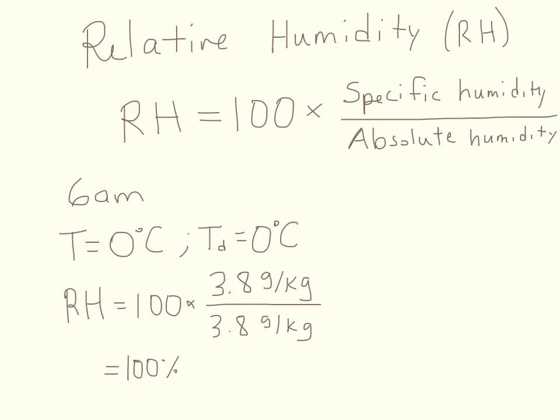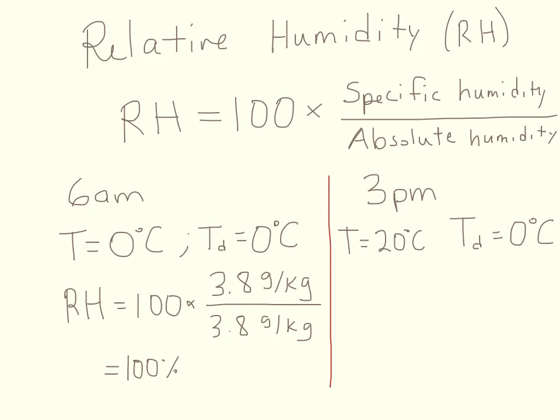The second example is we're going to consider what happens during the daytime hours. And in the daytime hours, let's assume here we're going to go forward to 3 p.m. And we're going to assume that the dew point temperature did not change from the morning hours. So the dew point temperature is still 0 degrees Celsius, but the afternoon high temperature is 20 degrees Celsius.